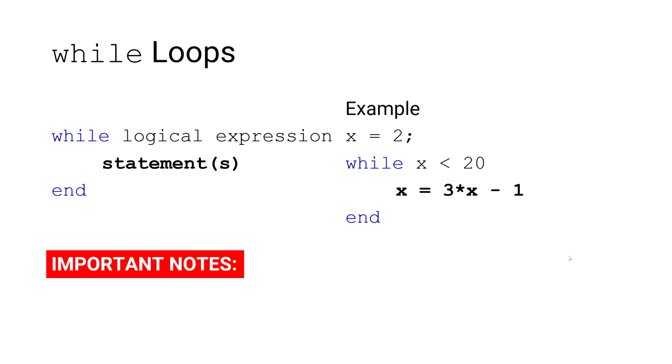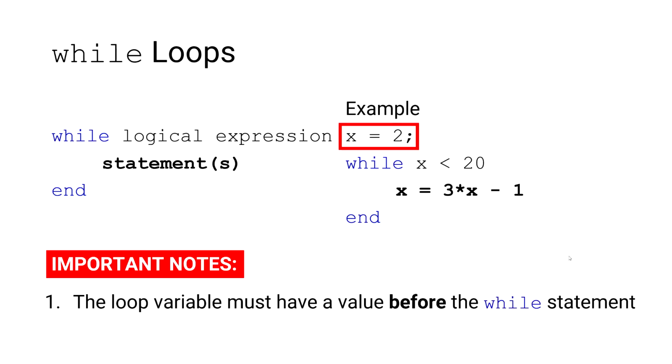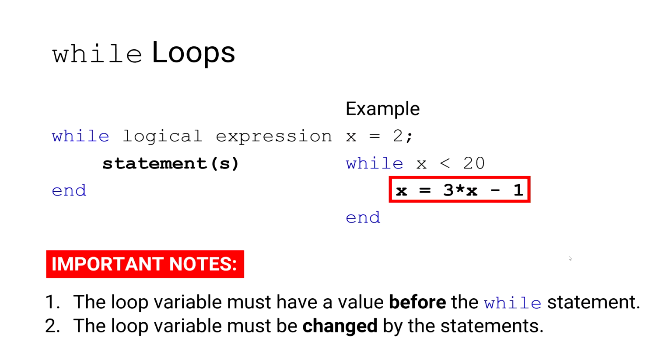Now I'd like to make two important notes here when working with while loops. First, the loop variable must have a value before the while statement. If we did not initialize the variable x, then we would have nothing to compare to in this logical expression. So for example, if there was no x, then you could not evaluate the logical expression is x less than 20.